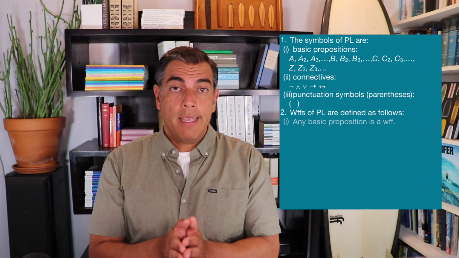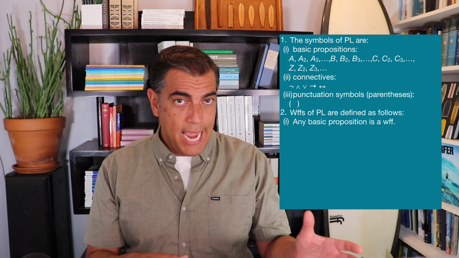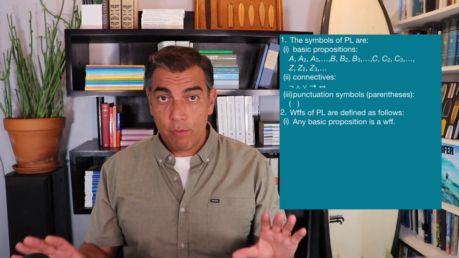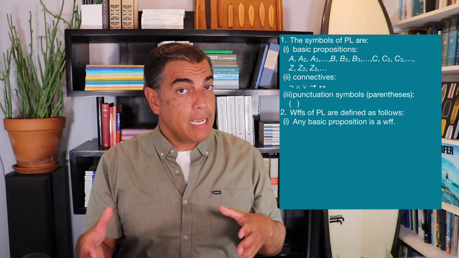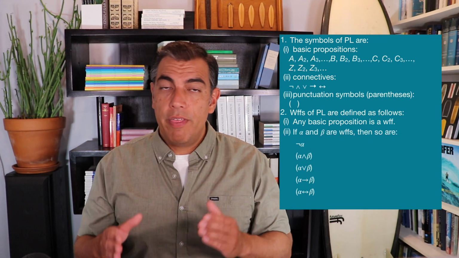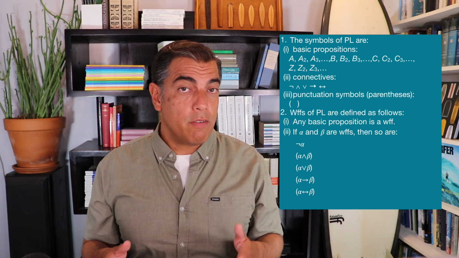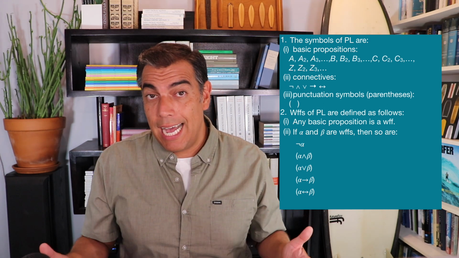So first of all, any basic proposition is a well-formed formula. An A, a B, by itself, right? That is a well-formed formula. A second rule: if alpha and beta are well-formed formulas, then the following are also well-formed formulas. And below there, we have the list of all the different connectives and basically how to use them.